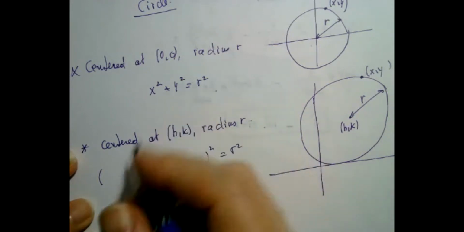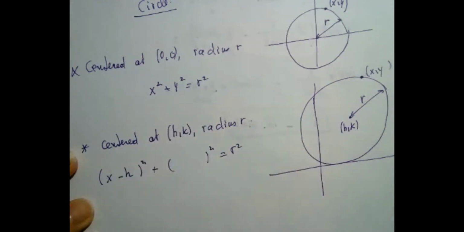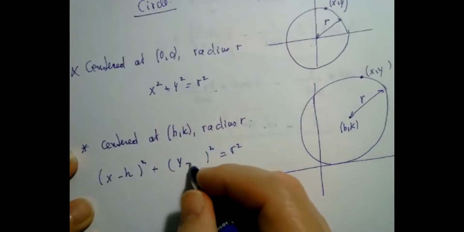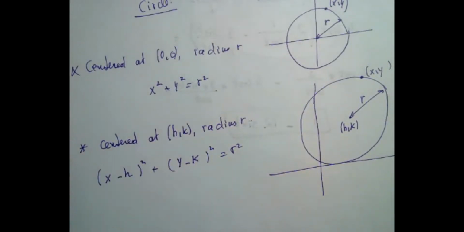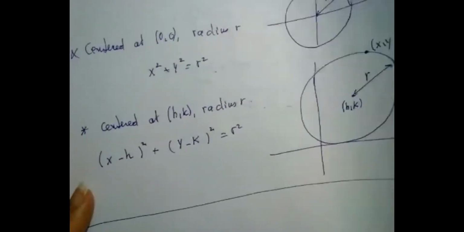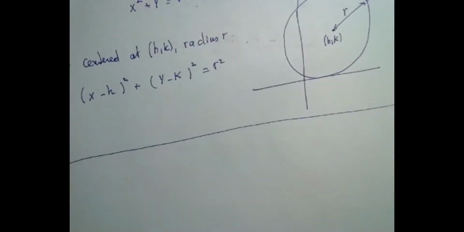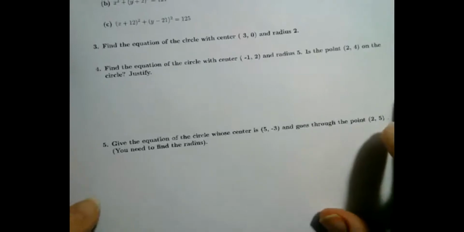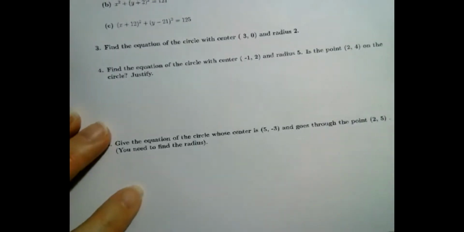It's fairly similar. Instead of x, I have x minus h. Instead of y, I have y minus k. And that's really the equation of a circle. Now, based on this, we are going to review a few problems, and then I'm going to move on. I did put the homework on Brightspace. I will do some of them. I will not do all of them.